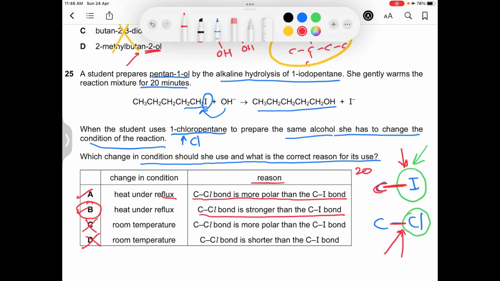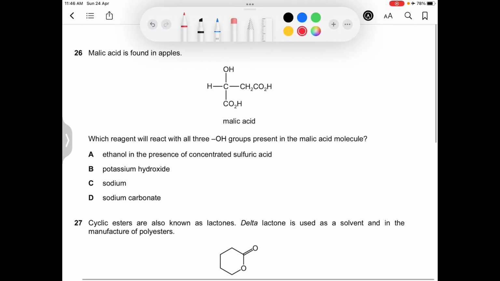We can say C-Cl is more polar than C-I. Yeah, actually it is, and it depends on the values of electronegativity. But the factor that plays a role here is the strength of the bond. It doesn't relate to the polarity. So let's look at this question.